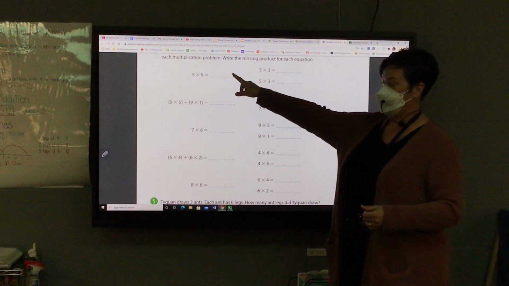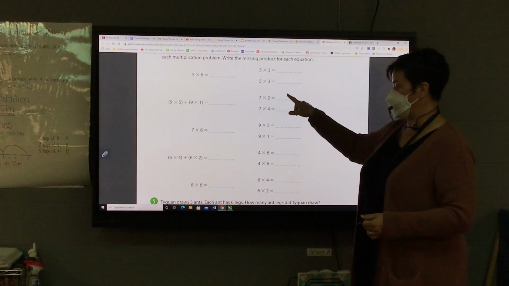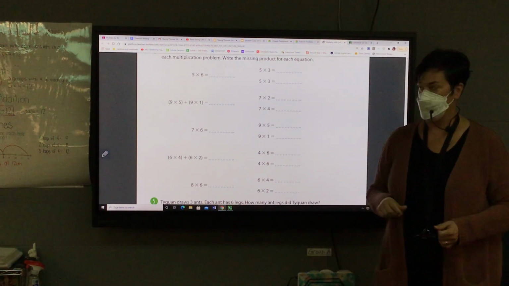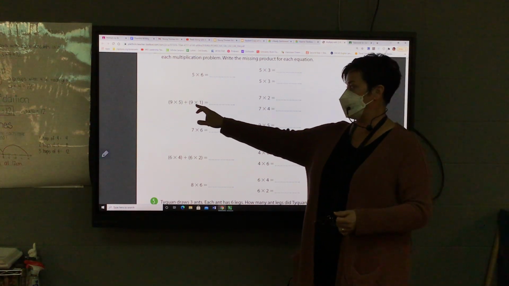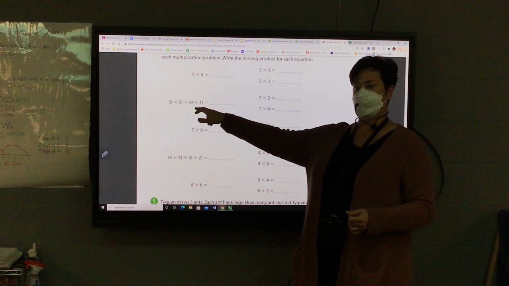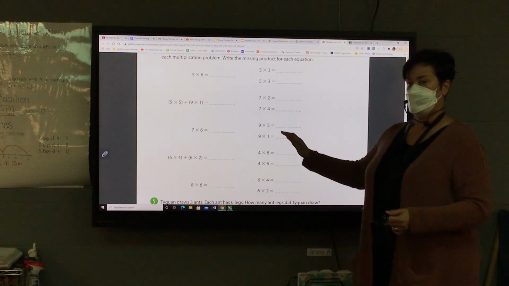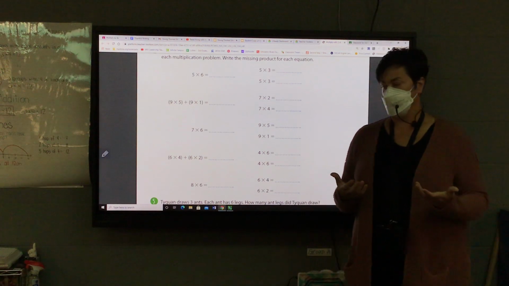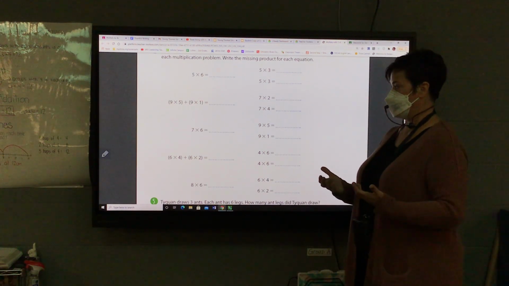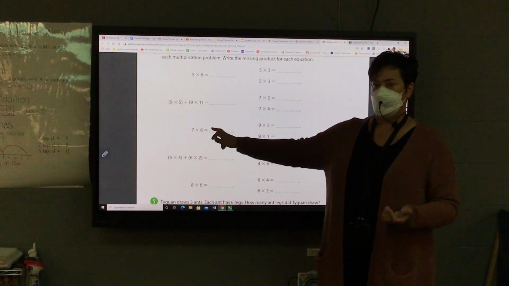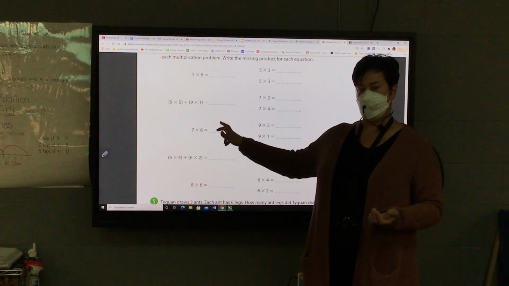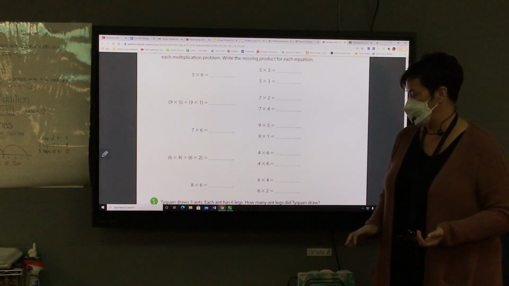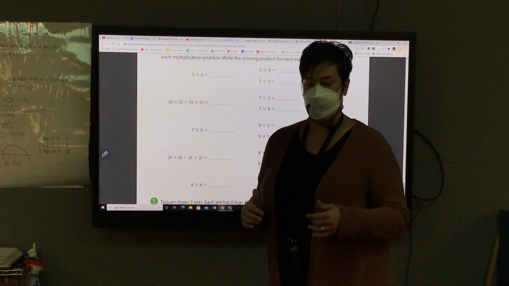Okay, so 5 times 6 is the same as which one over here? Draw a line to it. Then find 9 times 5 plus 9 times 1. Draw a line to the same problem on the right. 7 times 6 is the same as which one over on the right side? Keep doing that with all of those.